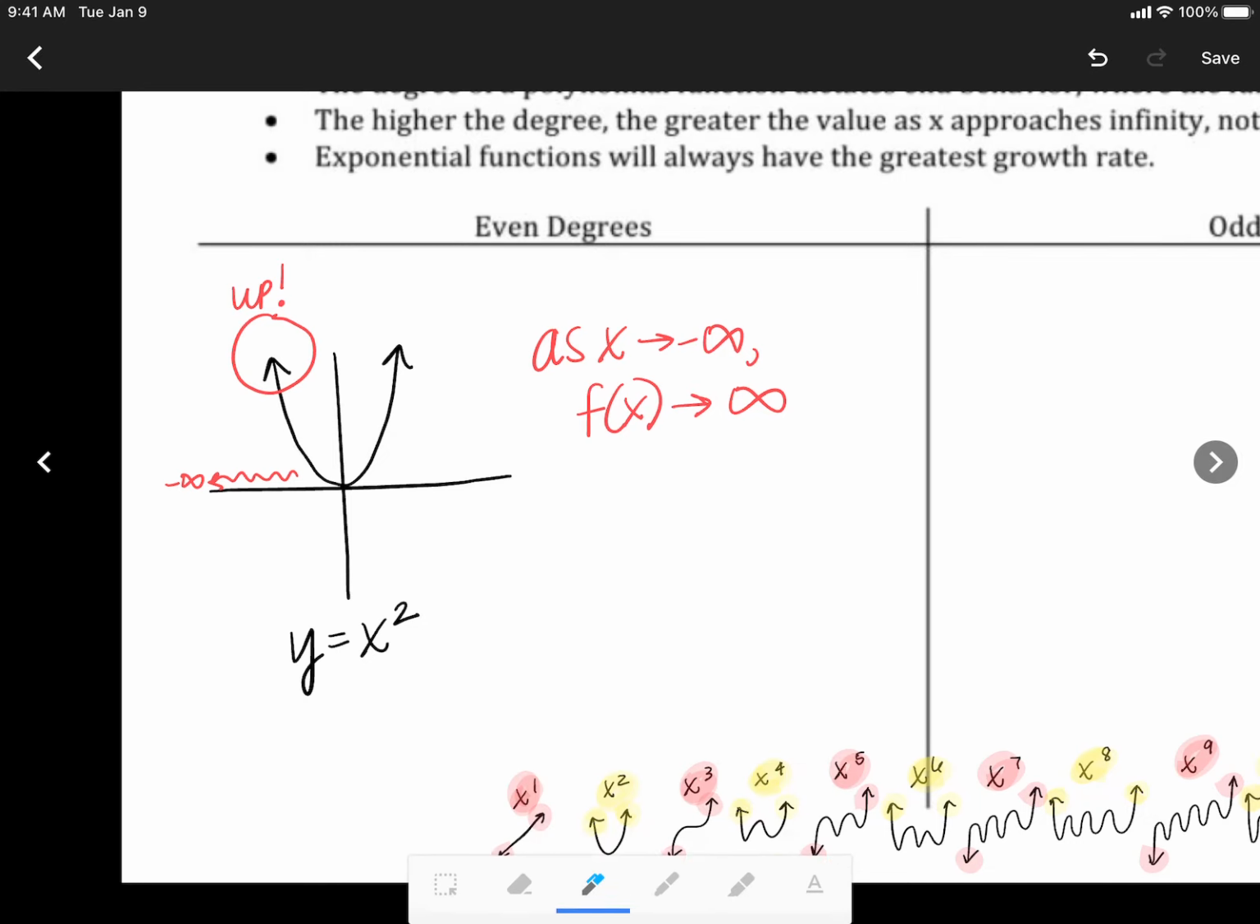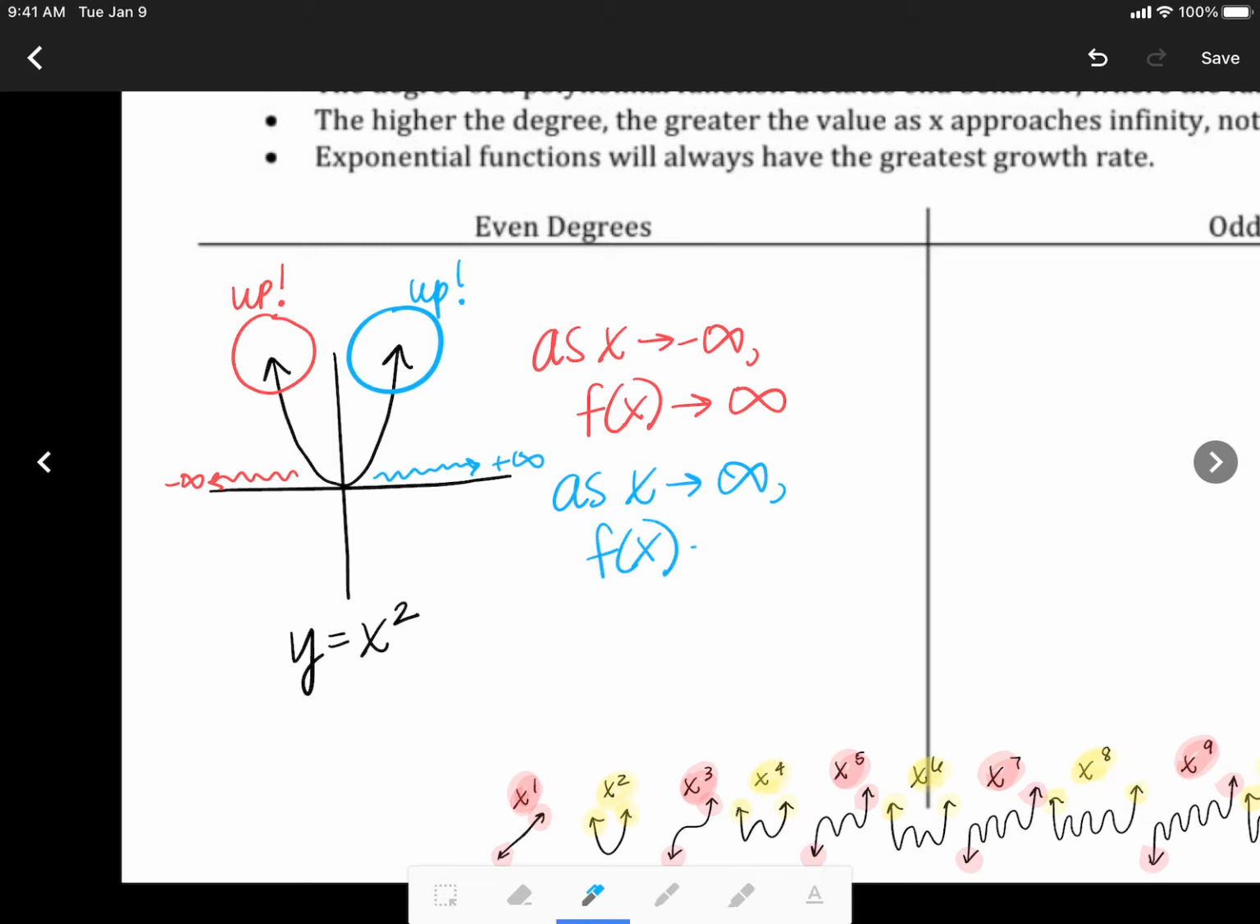Okay, let's explore the other side. As x goes off to positive infinity, meaning as we go in the positive direction forever and ever and ever, our function also goes up. So our function goes up, and our mathematical word meaning it goes up forever and ever and ever is that it goes off to infinity. So why are we going over this?